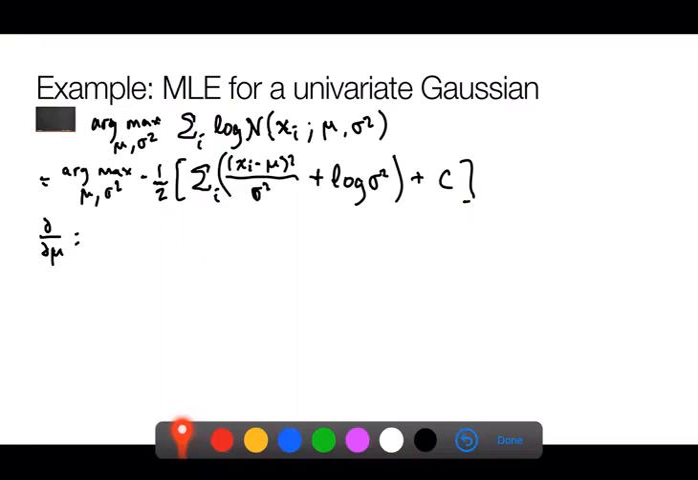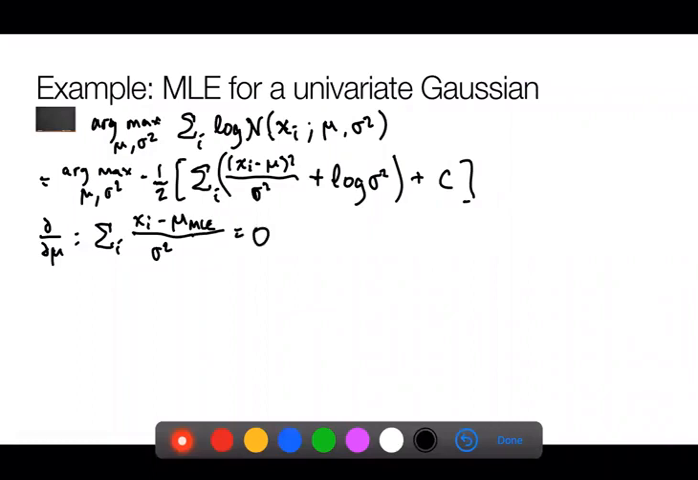Still have this sum, the sum over i of x_i minus mu, over sigma squared. And that's the derivative. So what do I do? Well, I set this equal to 0. So I know that for my maximum likelihood estimate of mu, this thing equals 0.